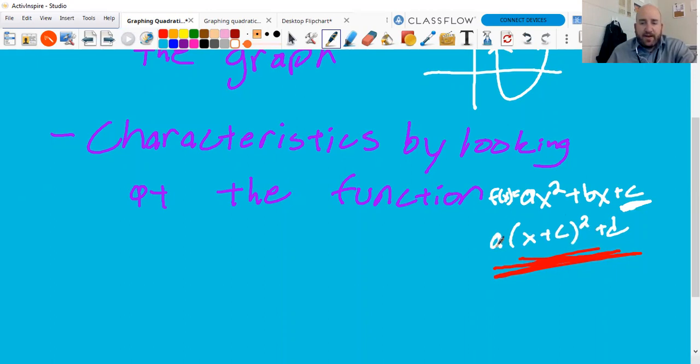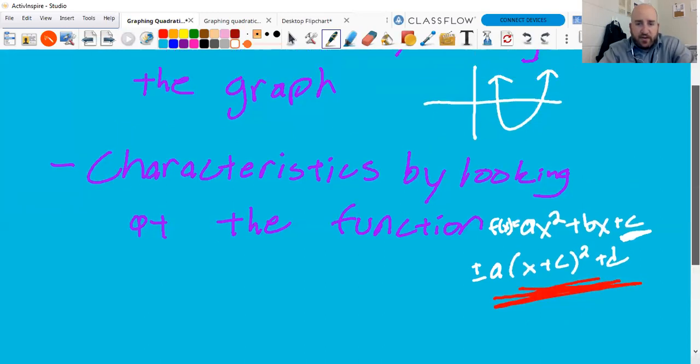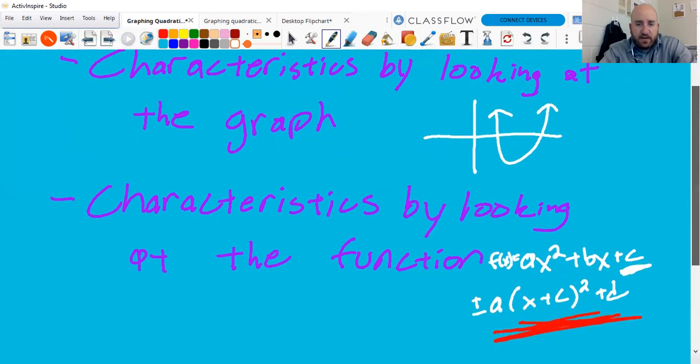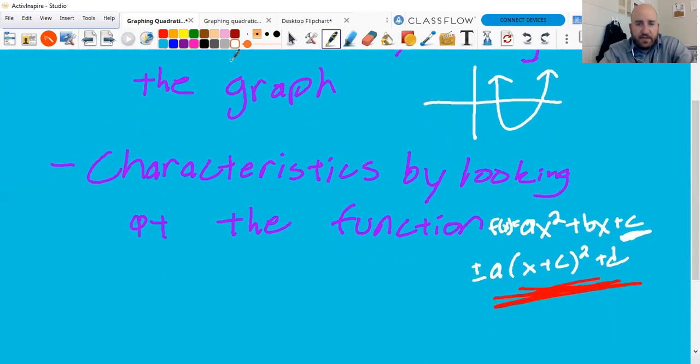You can actually have an A out here as well, which would be positive or negative. I mean, these could be positive or negative as well. But positive or negative has to do with one of those transformations that I talked about. Again, we'll talk about that more in the next notes video. There might be an example video as well, like I said, depending on how we're looking at for time. So again, characteristics by looking at the graph, characteristics by looking at the function.